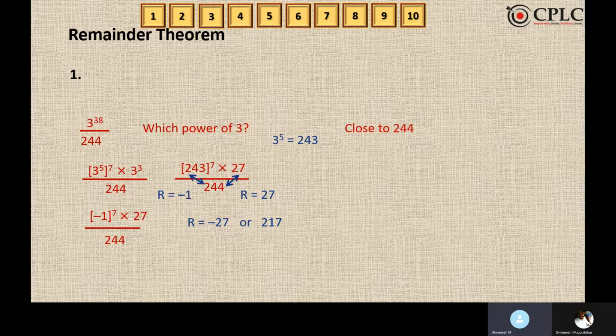People usually make the mistake: they get minus 27 and probably mark none of these, which is not the case. Whenever you get a negative remainder, I would always suggest finding the positive remainder so that you get the correct answer. If that is also not there, then you mark none of these. That is fine. But without first checking the positive remainder, please don't mark none of these in all these types of questions.